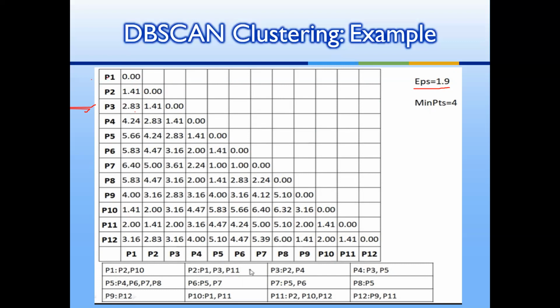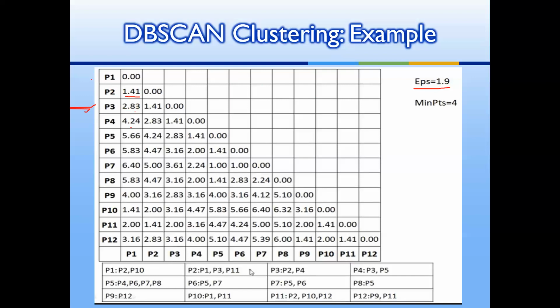You can check horizontally and then vertically, but because P1 is the first point, here we only do the vertical scanning. P2 is at a distance of 1.41 from P1, which satisfies my epsilon criteria, since it is less than 1.9. So P2 is a neighbor of P1. Then P3 has a distance of 2.83, which is greater than 1.9, so we will not consider P3 a neighbor of P1.